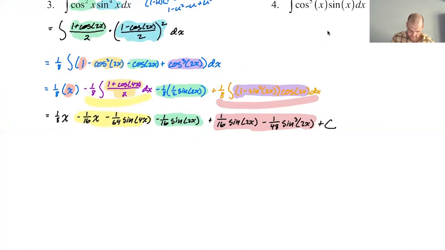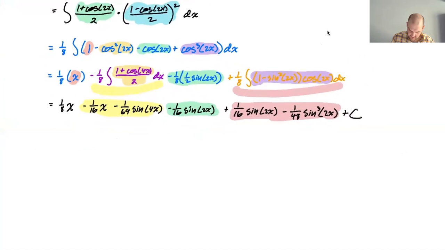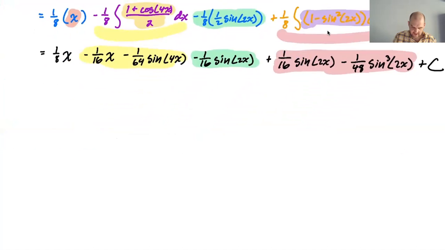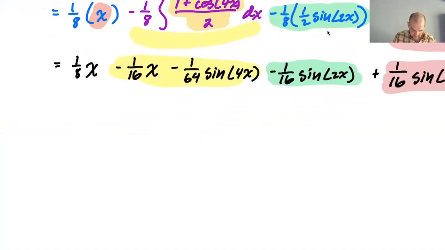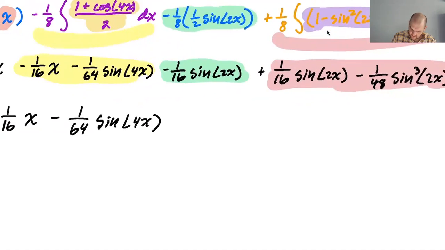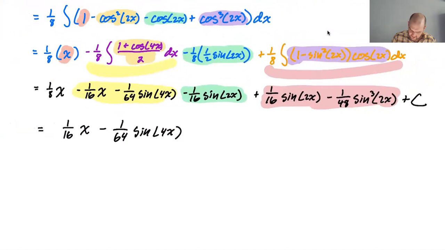So, shall we see? Well, what happened here? We have a situation where this and this have canceled out, so that's nice. And then also 2/16 minus 1/16 is 1/16 x. Minus 1/64 sine of 4x. I don't know how I'm going to check this. And then the sine of these things canceled.